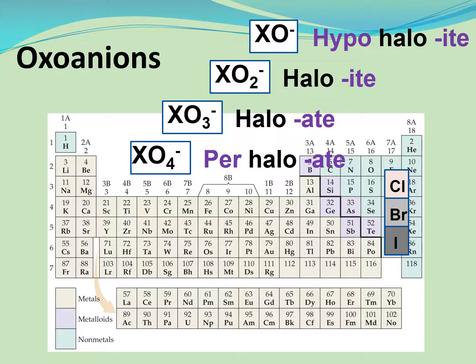You don't see these with fluorine because fluorine is a relatively small element compared to chlorine, bromine, and iodine. So it doesn't have the same set of oxoanions that chlorine, bromine, and iodine do. Certainly we won't work with any of these in Chem 134.